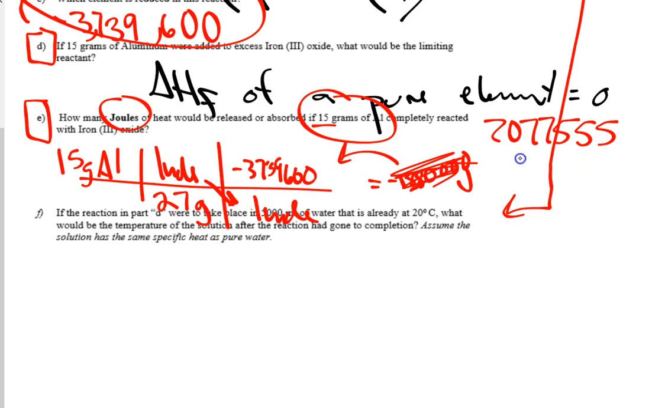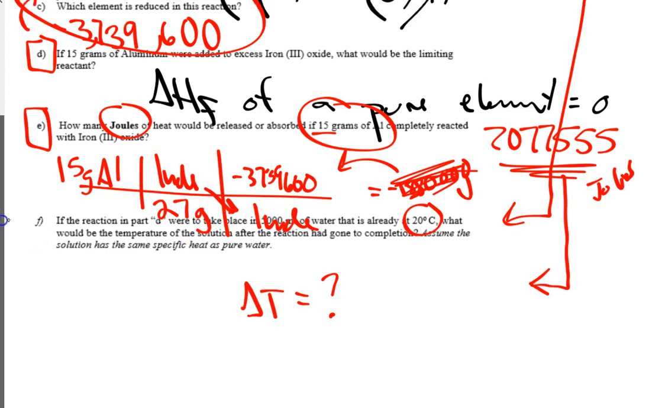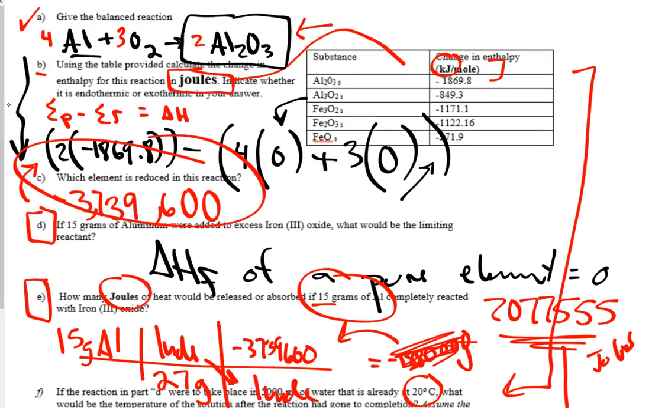Now, letter F. Letter F is exactly this problem we just barely did on the previous slide. This is your joules, and you're solving for delta T. There's your initial. I'm not going to work through that because I just barely did it. It's right there. It's 5,000 milliliters, which would be 5,000 grams.